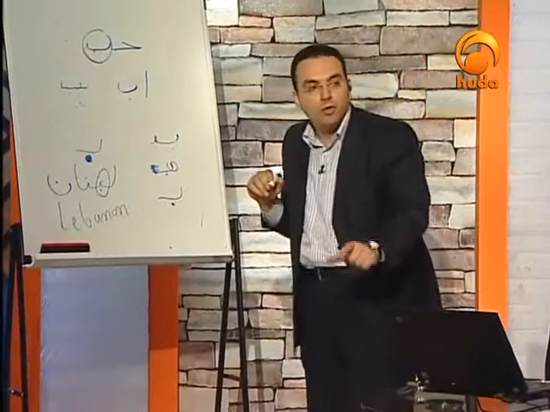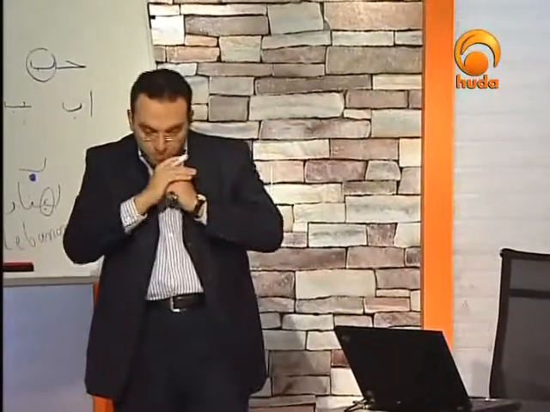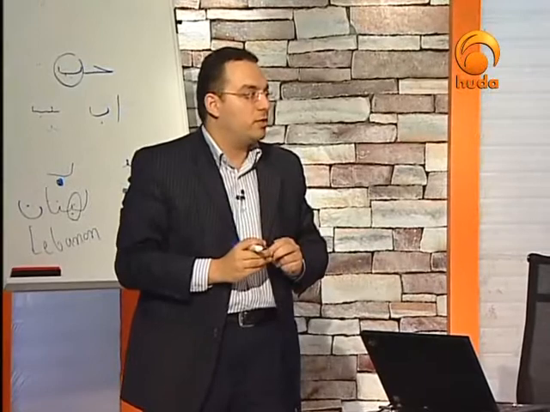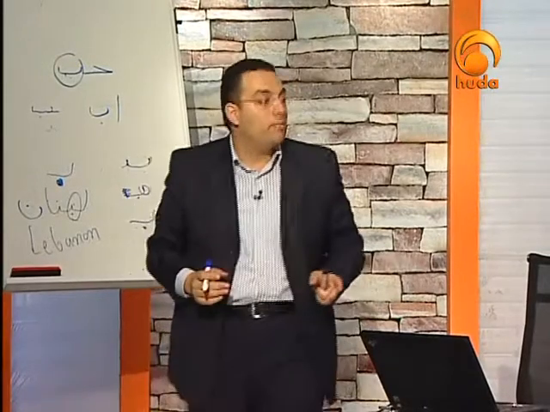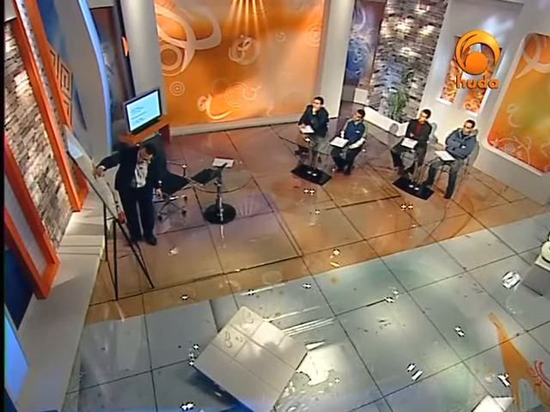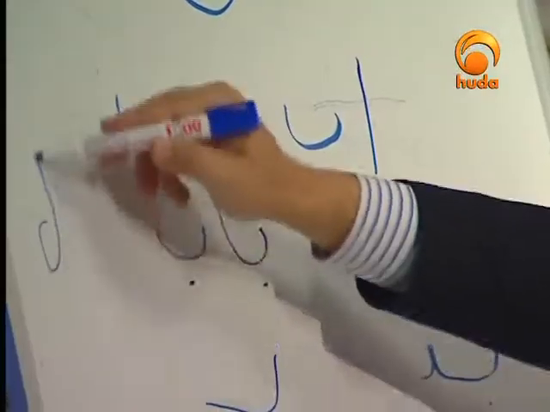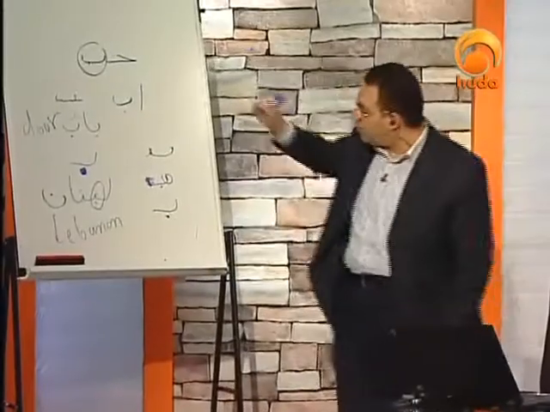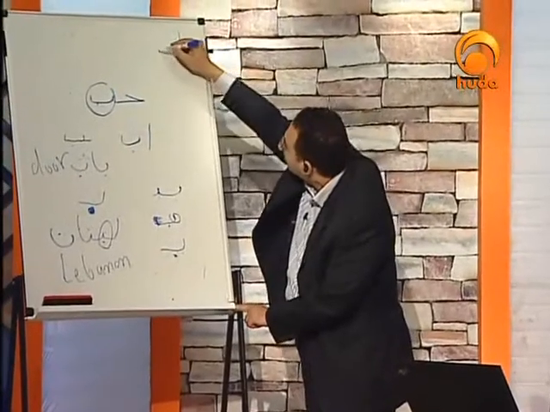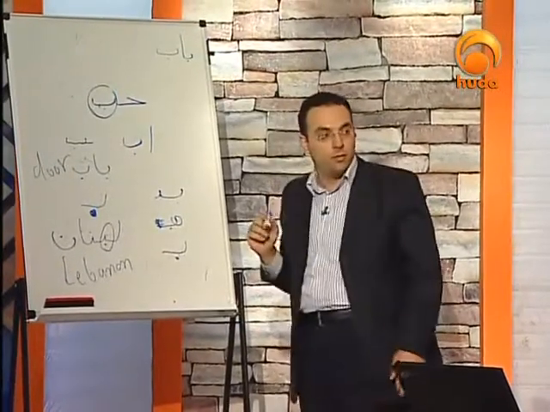But how about when it comes in the final position as a disconnected alphabet? Like, for example, bab, which means door. Can you see that? Okay, let me just repeat it again.